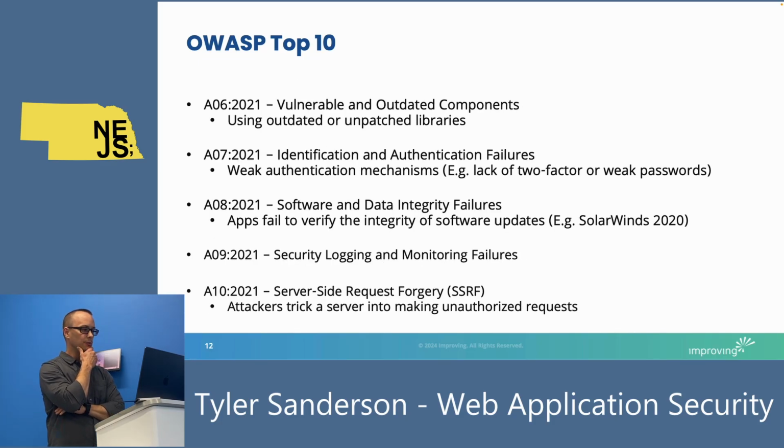Number 6, vulnerable or outdated components. Most of our apps are built on top of various open source libraries and packages. And if those remain outdated or unpatched, those lead to vulnerabilities. Number 7, identification and authentication failures. So weak authentication mechanisms like lack of 2-factor. Number 8, software and data integrity failures. So not validating an update hash, for example, or even the SolarWinds hack of 2020 falls into that category. That's where they had their pipeline.